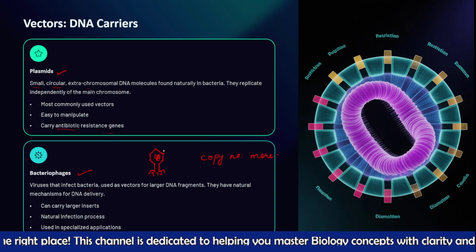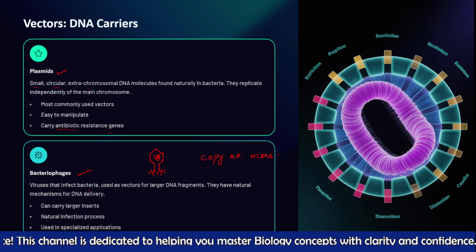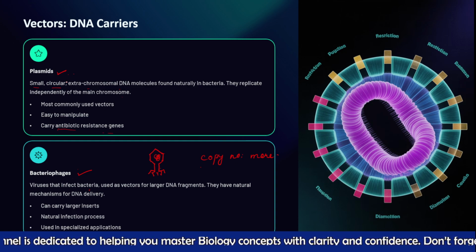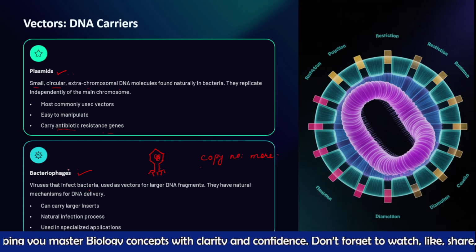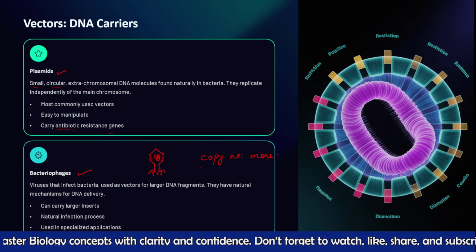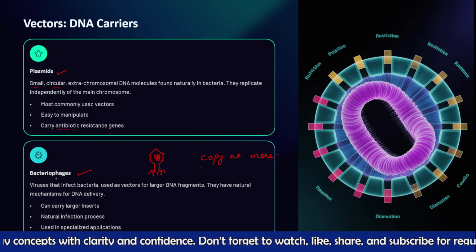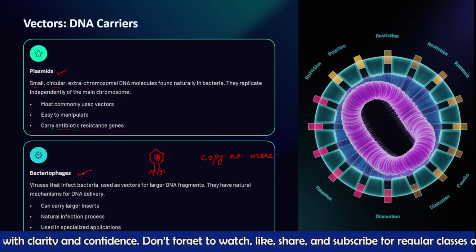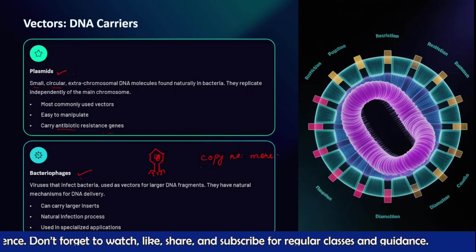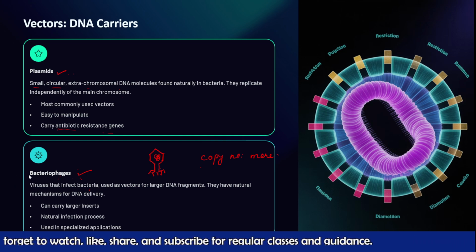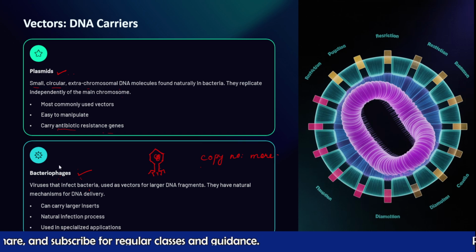There is a board exam question. When you compare the two vectors, plasmids and bacteriophages, which is the most efficient one, and give a reason. The efficient one is bacteriophage because the copy number of bacteriophages is more as compared to plasmids. Okay.